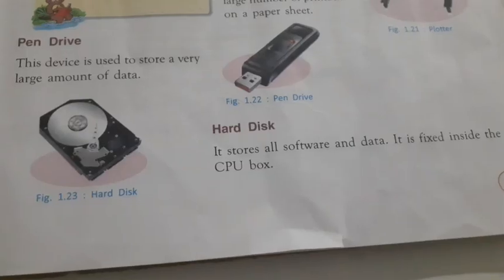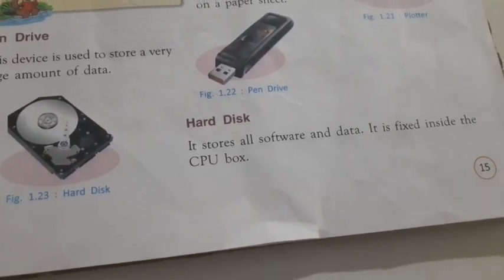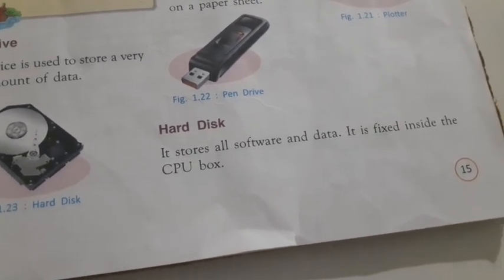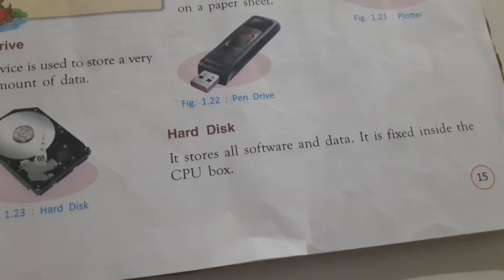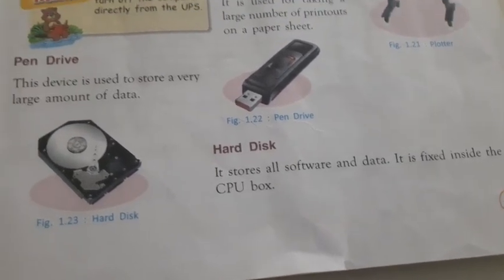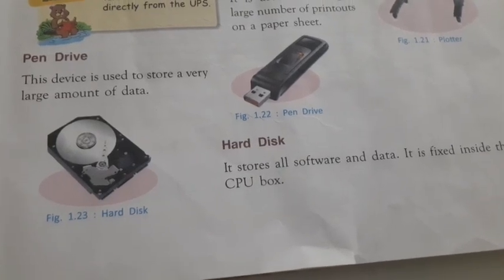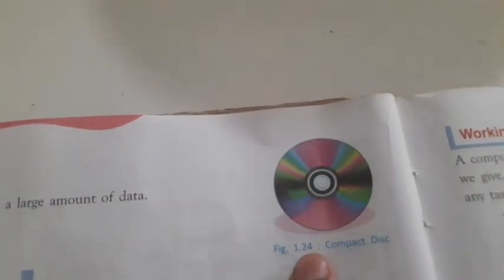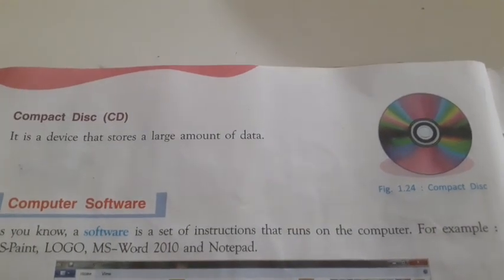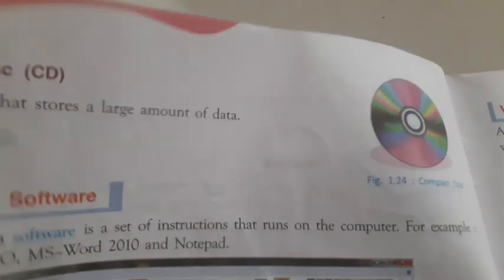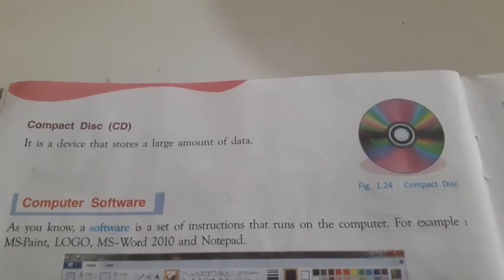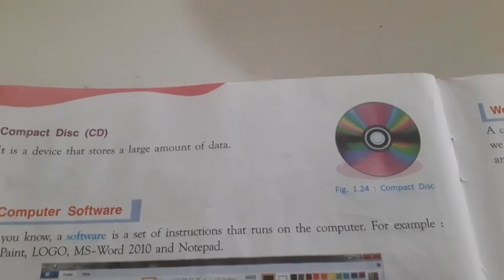Then hard disk. It stores all the software and data. It is fixed inside the CPU box. So in the hard disk only all the software and the data is stored. It is fixed in the CPU box. So here you can see a CD. The full form of CD is compact disk. In the CD we can store data as we are storing in the hard disk and the pen drive. So like that we can store the data in the CD also.